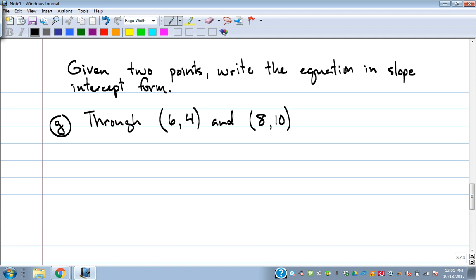Through those 2 points. Okay, if we're going to write this in slope-intercept form, we need what things? We got to start with a point-slope equation. So to start with a point-slope equation, we need the slope. So the first thing that we would find is the slope using the slope formula. Just like we did on Monday when we were writing an equation in point-slope form using given 2 points. Okay, so we got to find the slope first.